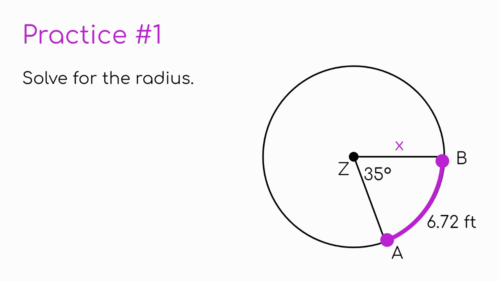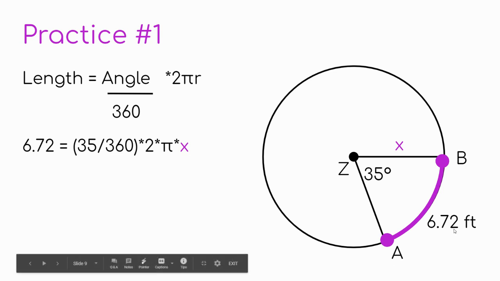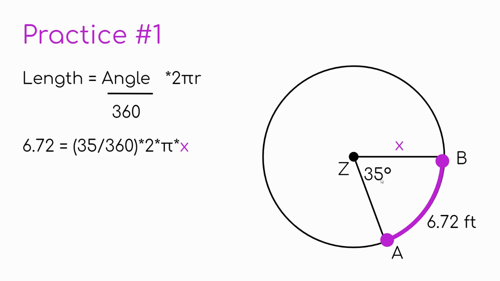All right, step one, write down the formula. So you should have written down length equals angle divided by 360 times 2 times pi times r. Then you should have plugged in everything we know. We know the length is 6.72. I know it's length because it's measured in a length. It's also outside here on the circle. I know my angle is 35. If you get confused about which one's the angle and which one's the radius, look for the degrees, right? The angle is always measured in degrees. So 35 is my angle, divided by 360 times 2 times pi times x, because I don't know the radius. I'm trying to solve for that. So the next step was to combine all of these terms.